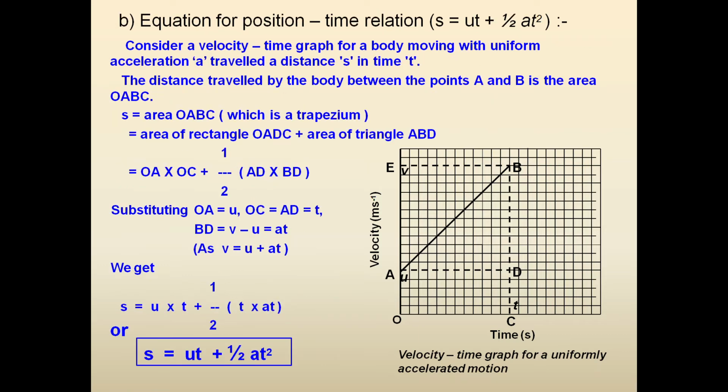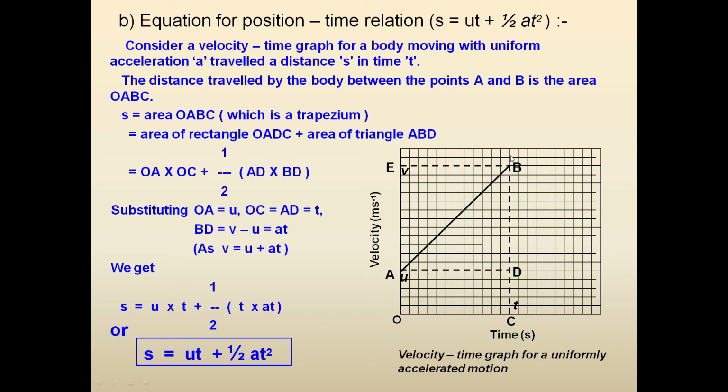Second equation of motion, s = ut + half at square. This is also known as the position time relation. We have to start its derivation again with the same graph. So consider velocity time graph for a body which is moving with uniform acceleration a, and it has covered a distance s in time t. The distance traveled by the body between the points A and B. Pay attention to the graph. I'm showing it there. This is point A and here we have got this point B.